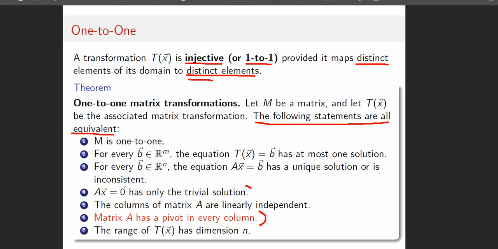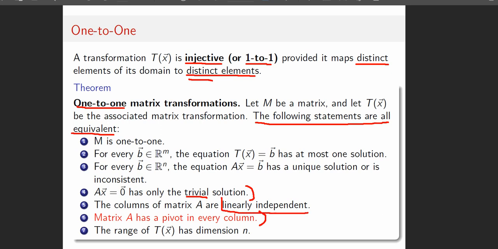I will mention this, that a one-to-one function maps the 0 vector to the 0 vector. Notice this trivial solution, right? The only solution to A times a vector x equals the 0 vector is the 0 vector itself. So notice that a one-to-one matrix transformation maps the 0 vector to the 0 vector, and that's the only vector it maps there. And then the columns of a matrix are linearly independent.